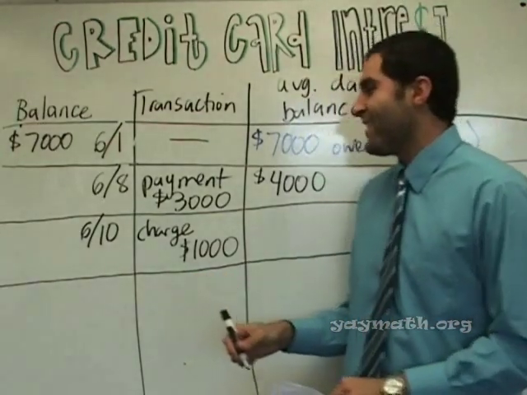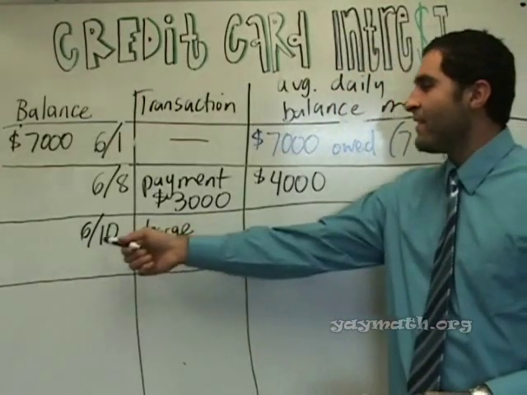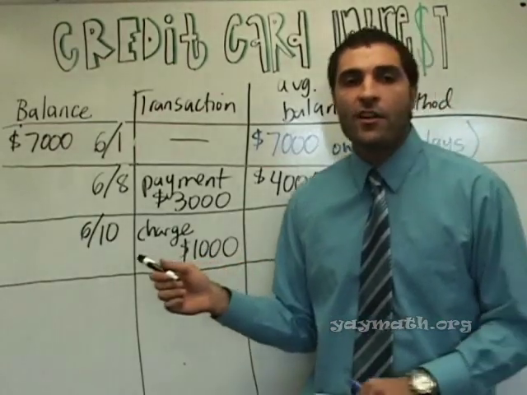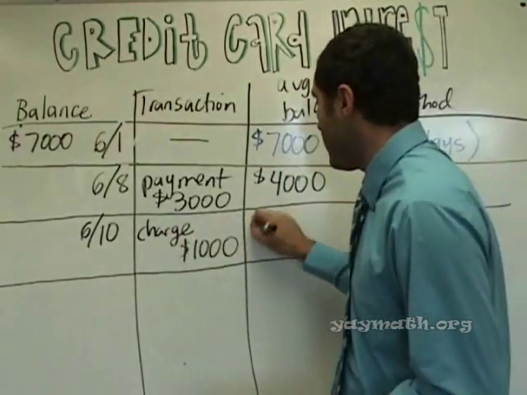It's worth a try. Okay, so on June 10th we made a charge for $1,000. So now how much do we officially owe after this charge? $5,000, very good.